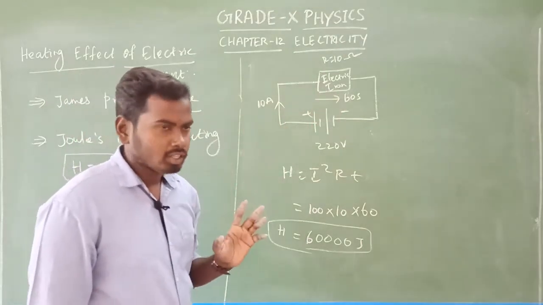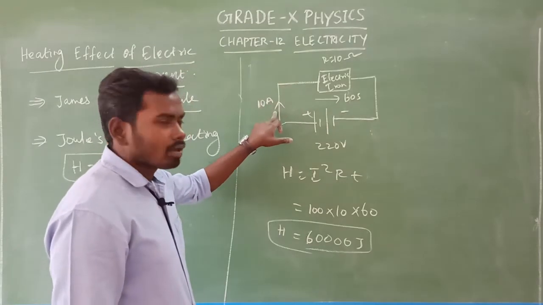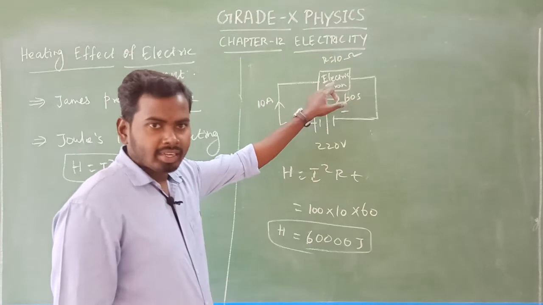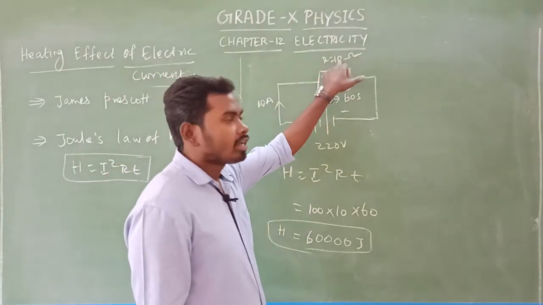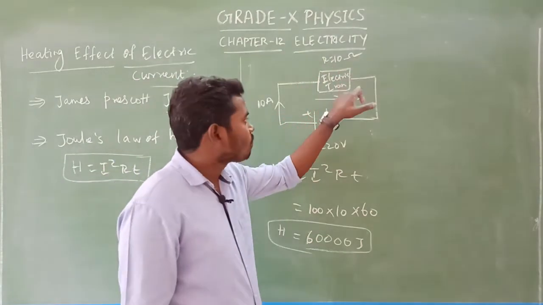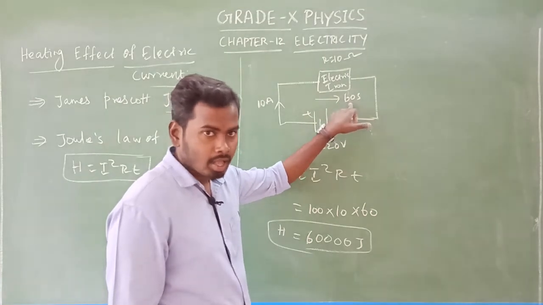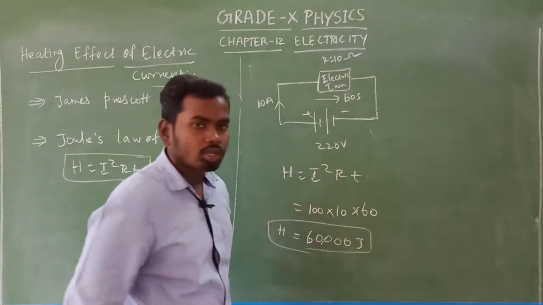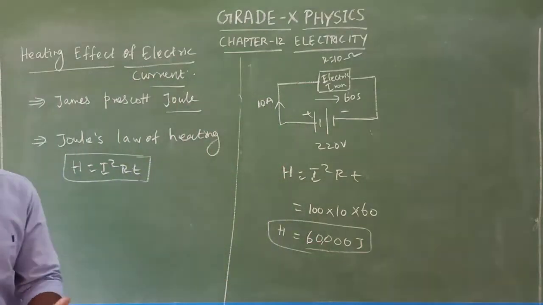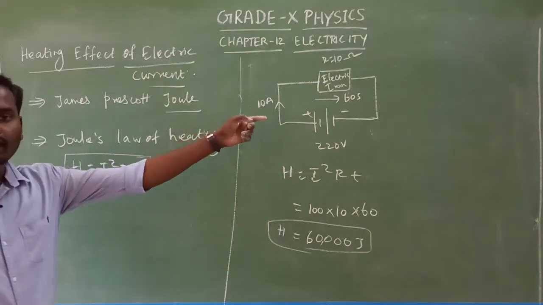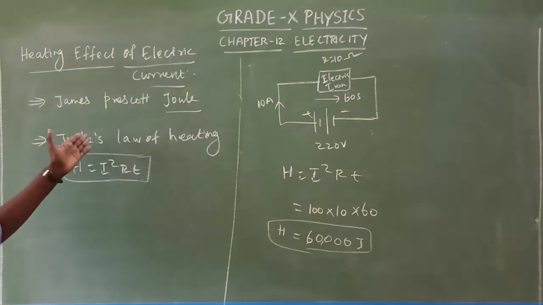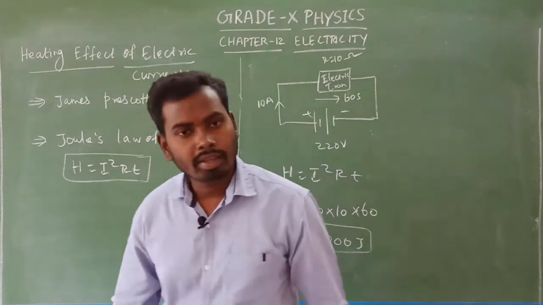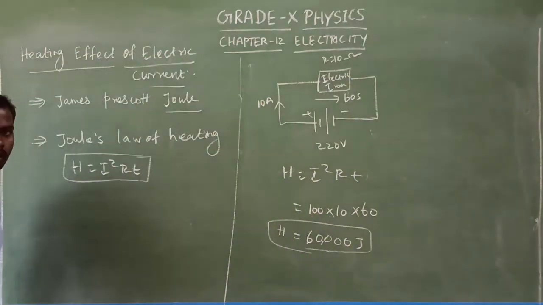Note this point. When 10 ampere current flows through a conductor having a resistance of 10 ohm for 60 seconds, 60,000 joules of heat energy is produced by this electric iron. That is called Joule's law of heating. Students, that's all, very easy. Okay, so look at here.